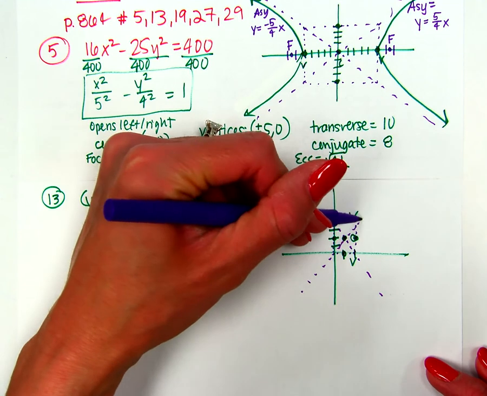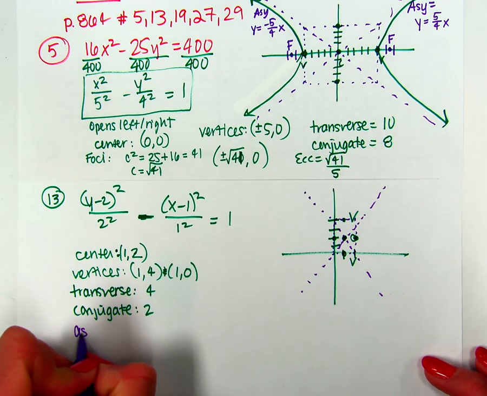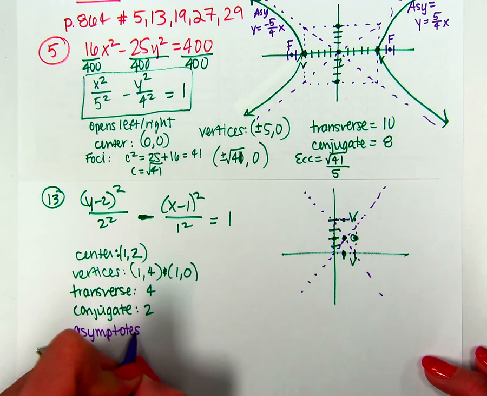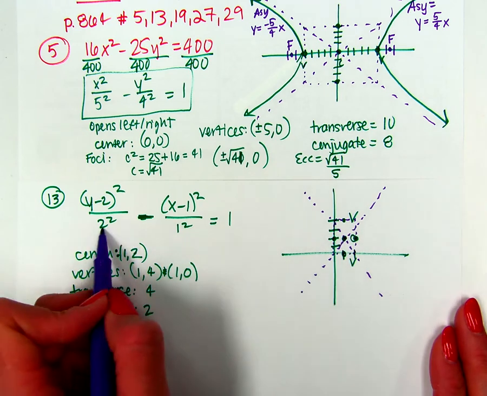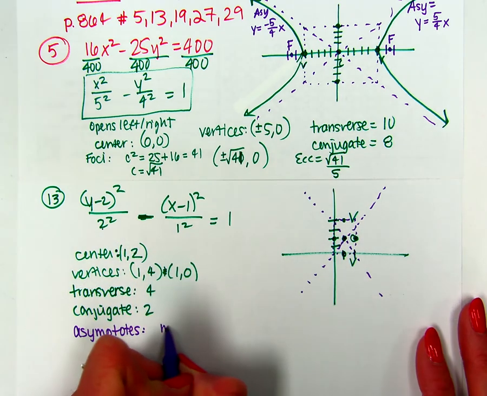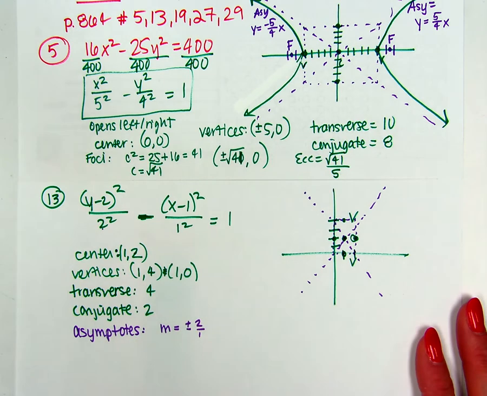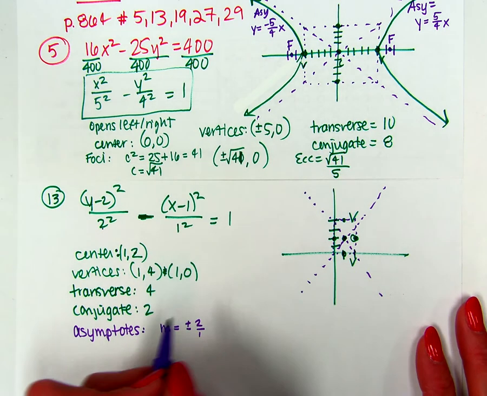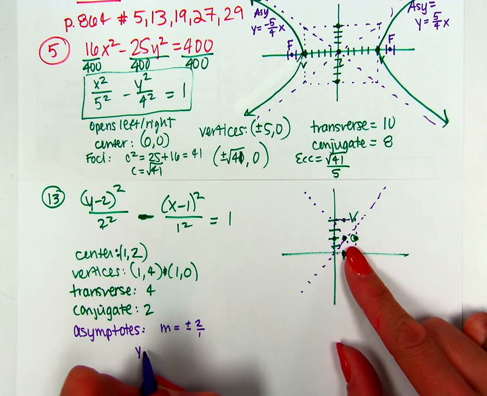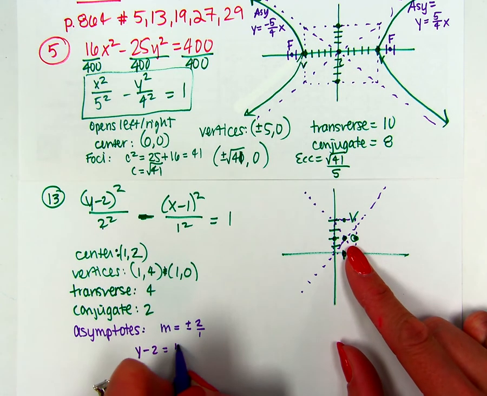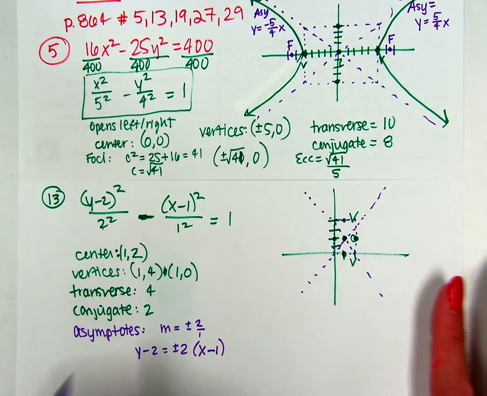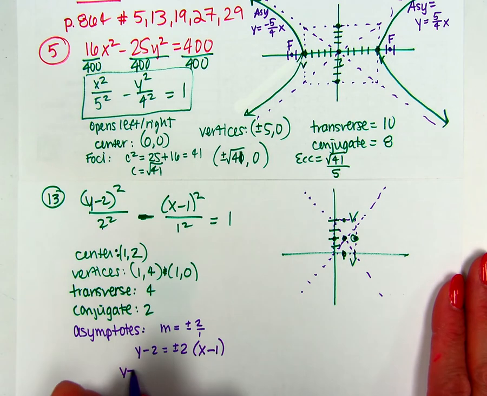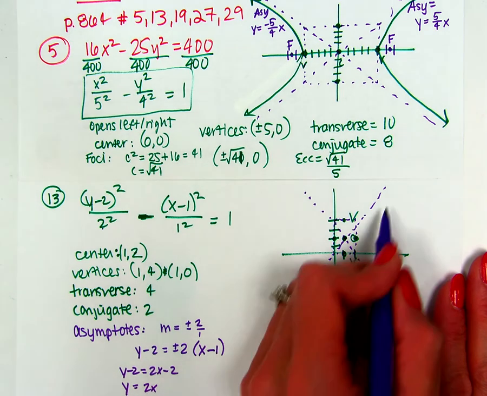All right, so for my asymptotes, I would start with your slope. Right, your slope is the change in y over the change in x, so 2 over 1. So my slope is plus or minus 2 over 1, or just 2. And then I know it's got to go through the center point, which was 1, comma 2, so I'm going to use point slope form. So y minus 2 equals plus or minus 2, there's my slope, times the quantity x minus 1. And then to find my 2 equations, I'm going to distribute 2, so I get y minus 2 equals 2x minus 2. So that gives me y equals 2x, right? That looks like that equation.